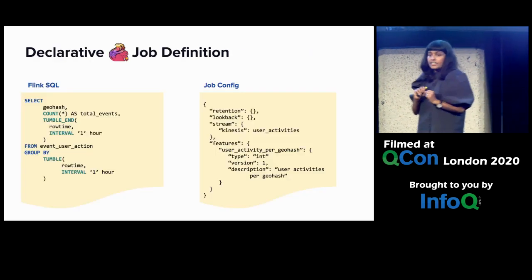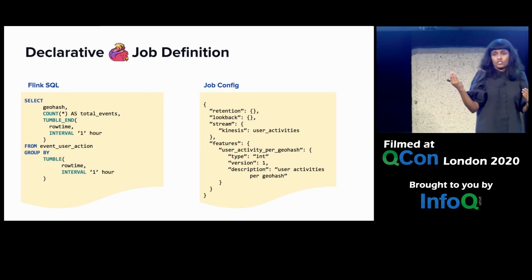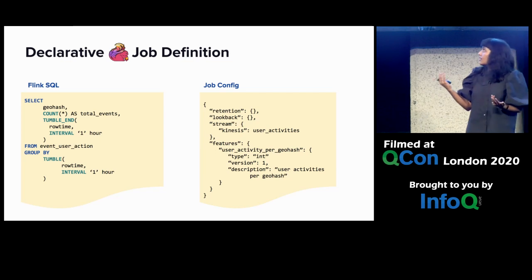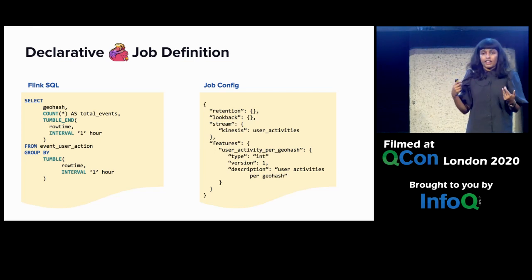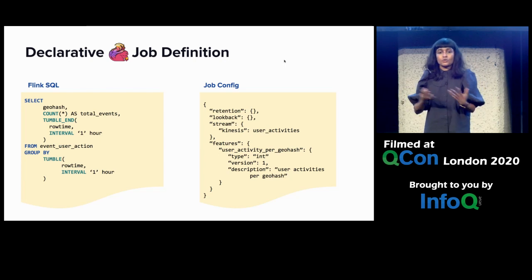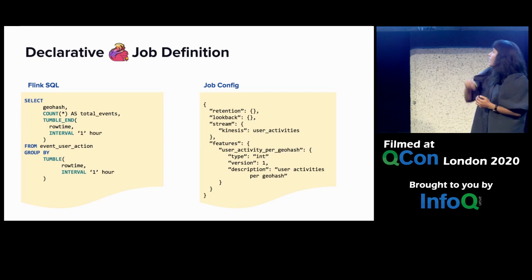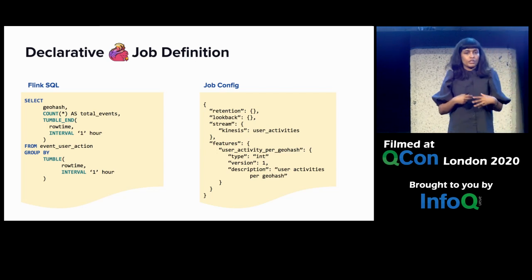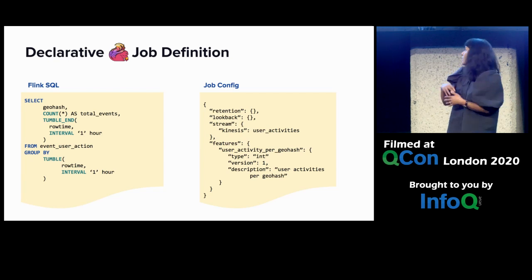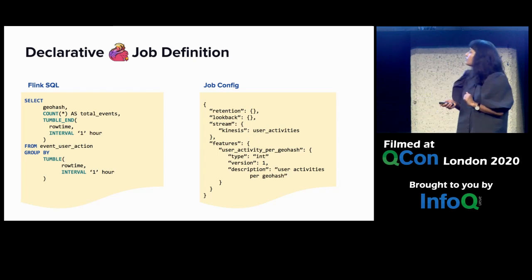The user only needs to give us this. It's as simple as a one-page declarative configuration. So users can specify their logic in terms of SQL, which was great because the Flink SQL API is really powerful. So almost 90% of our use cases can be expressed in terms of Flink SQL. And then they give us a simple job config, which contains metadata about the job, what the retention policy should be, where the features need to go, any versioning information, and so on.